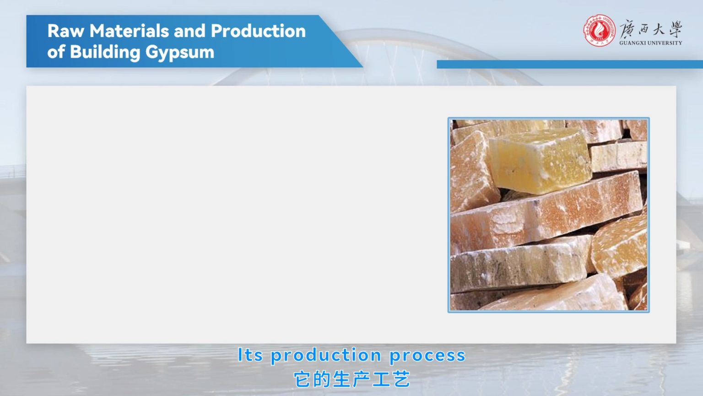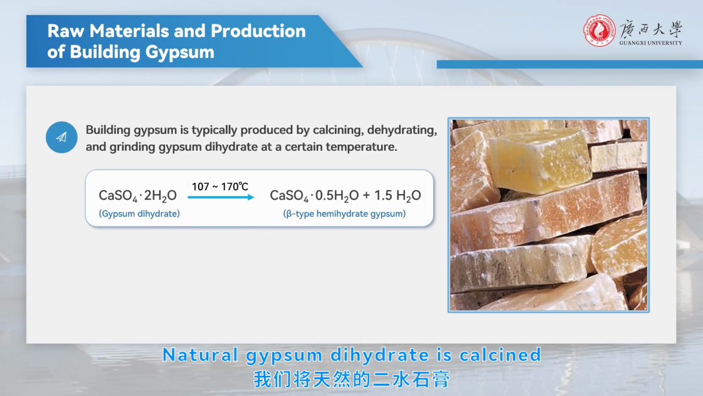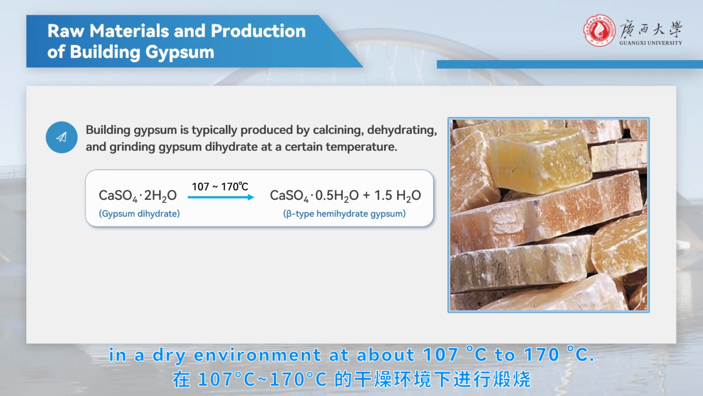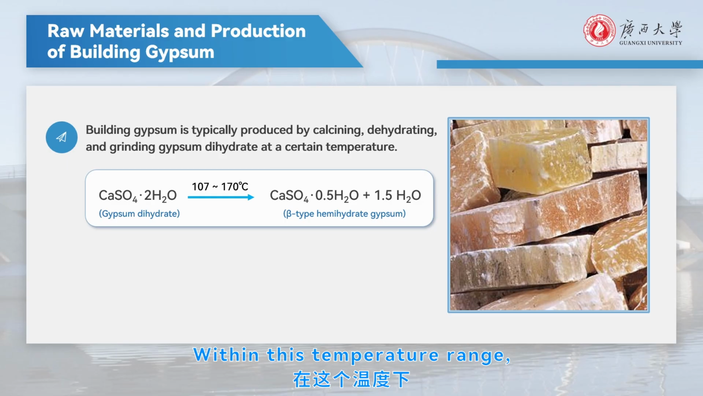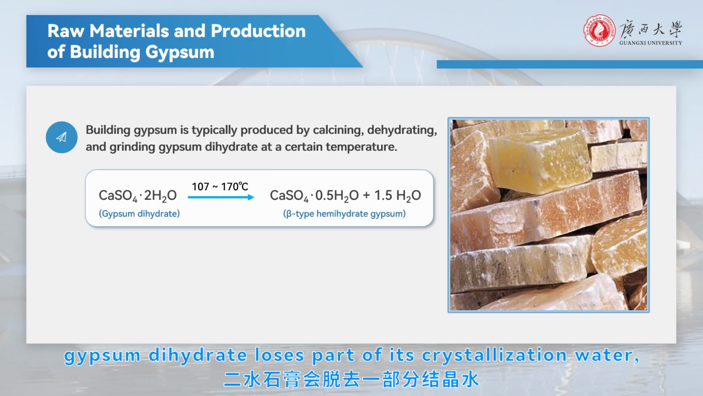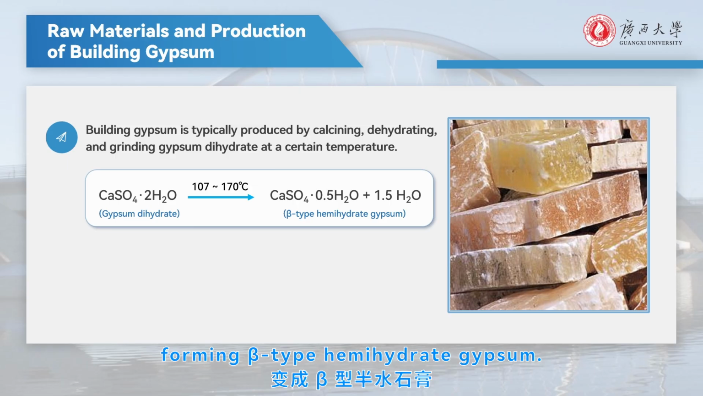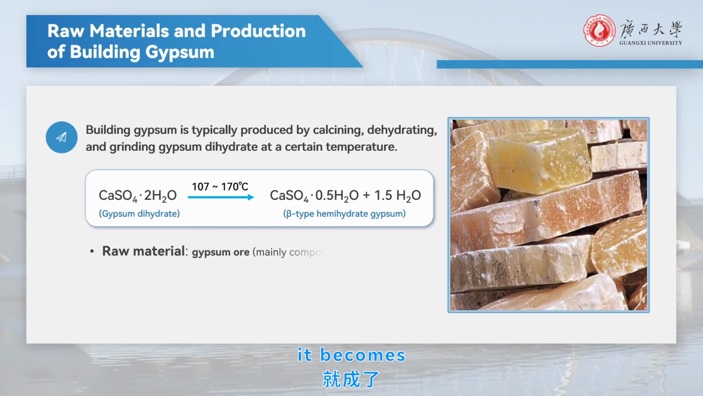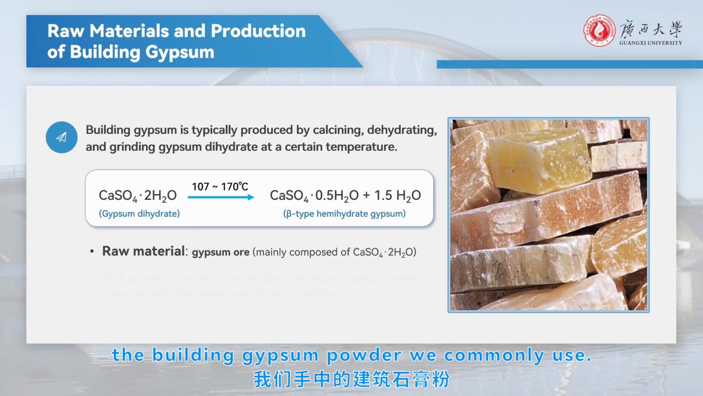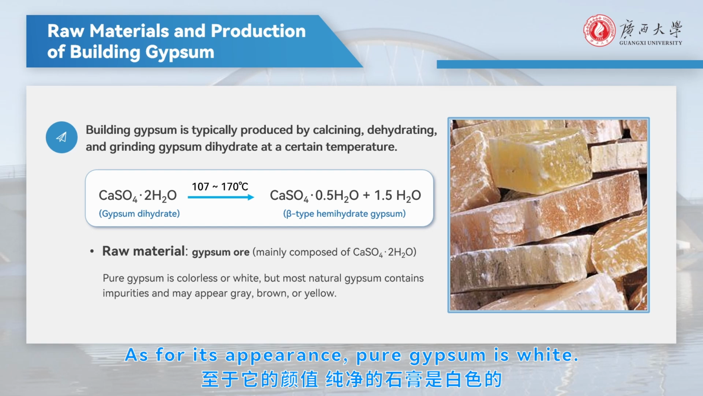Its production process is actually quite straightforward. Natural gypsum dihydrate is calcined in a dry environment at about 107 degrees Celsius to 170 degrees Celsius. Within this temperature range, gypsum dihydrate loses part of its crystallization water, forming beta-type hemihydrate gypsum. After grinding, it becomes the building gypsum powder we commonly use. As for its appearance, pure gypsum is white.